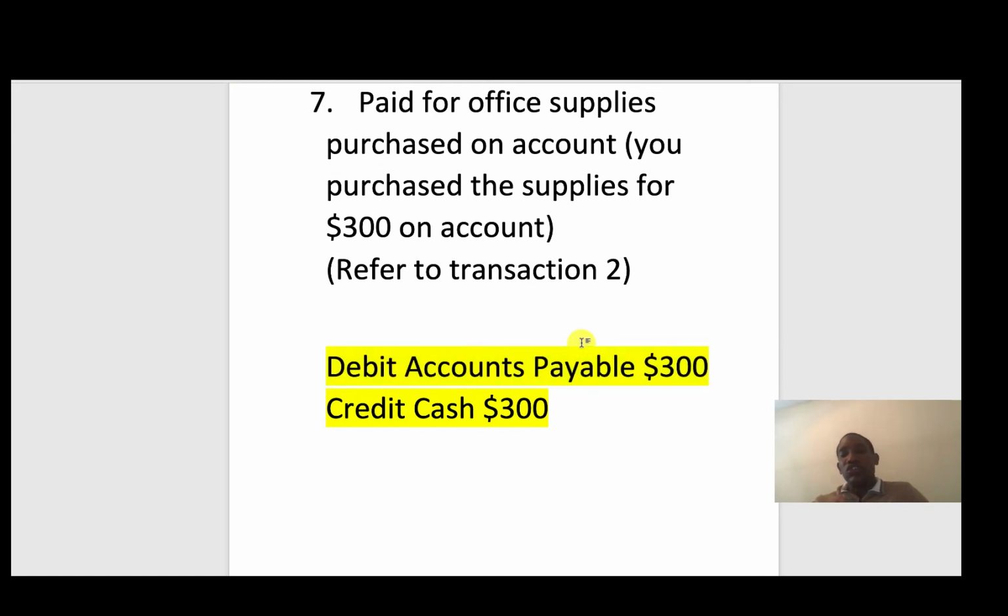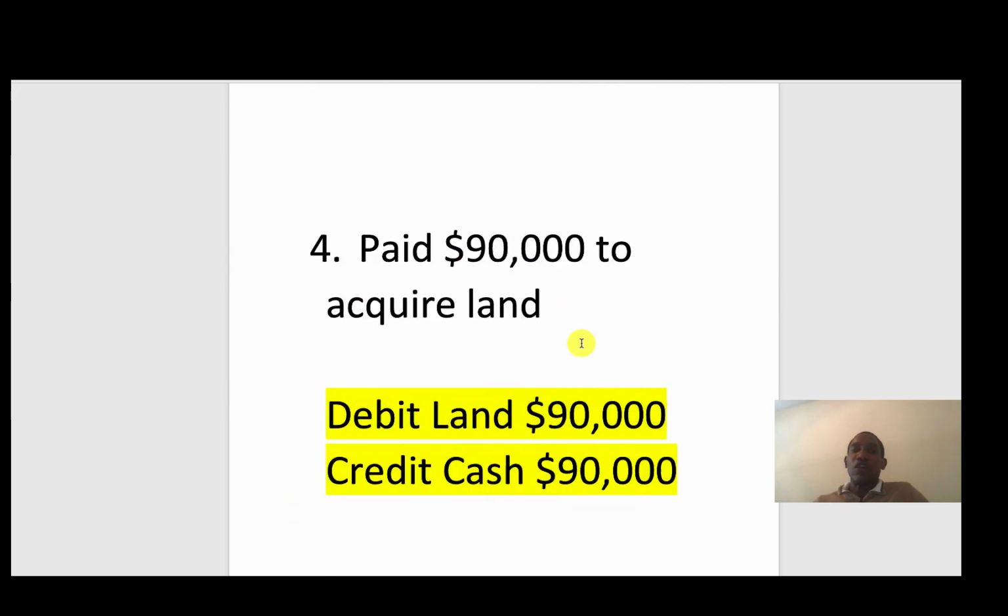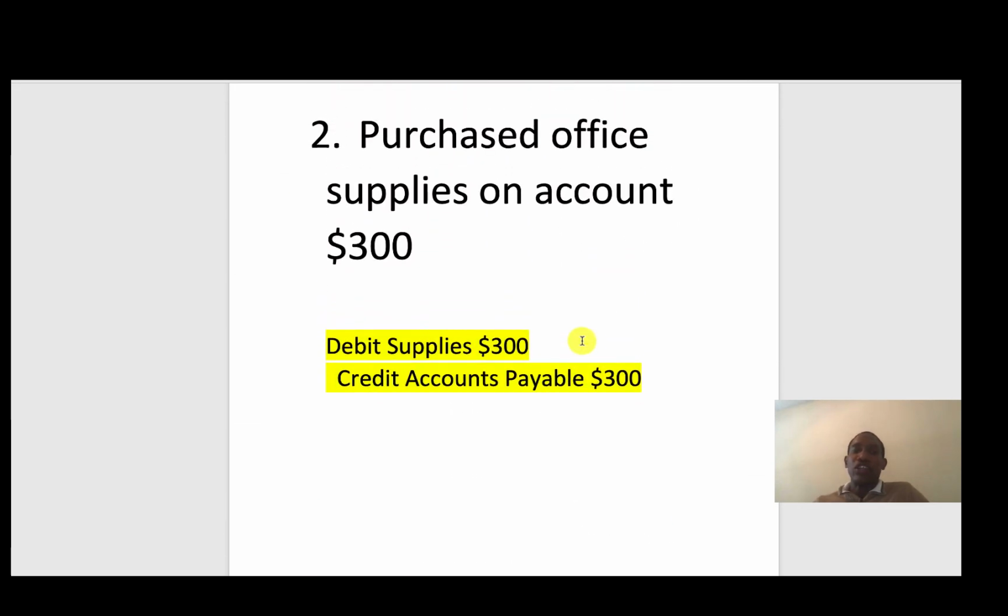And I want you to look at transaction 2 and transaction 7 because those are 2 steps that occur very often in accounting. One is you buy an item on credit. So you debit supplies, you credit accounts payable. It could be any item. It could be furniture. It could be a building. It could be whatever it is. You buy it on credit. You debit the account for the item you received, and then you credit accounts payable.